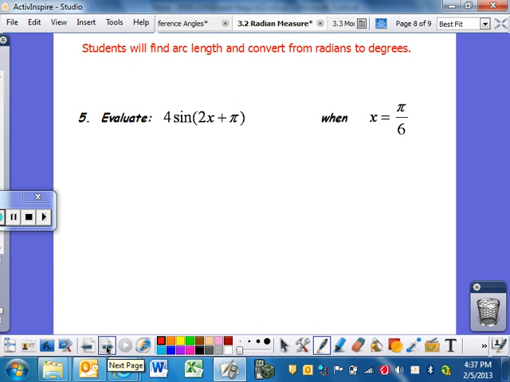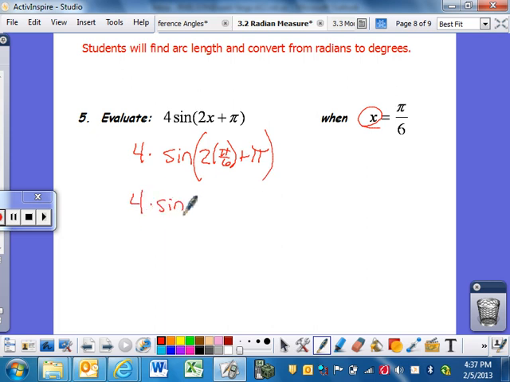Here's a more difficult one that you might see, and all they're going to do is tell you what x is. Okay, they're going to actually give you that. So it's 4 times the sine of 2 times pi over 6 plus pi. Okay, so we need to figure out what's in the parentheses, because that's what our order of operations tells us. 2 pi over 6 is like pi over 3 plus pi. That ends up making it 4 pi over 3. Okay, because this could be like 3 pi's over 3 plus 1 is 4 pi's over 3.